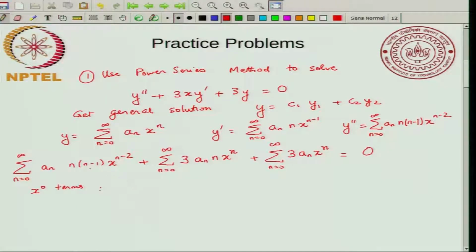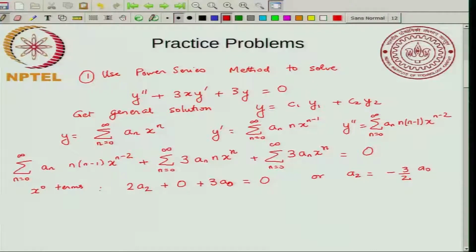So for n equal to 2, you get 2 into 1, which is 2a2. In the second term, n equal to 0 gives 0, so you get plus 0. In the third term, n equal to 0 gives 3a0. So you have this equal to 0, or a2 equal to minus 3a0 by 2.